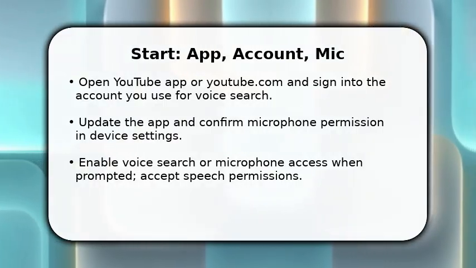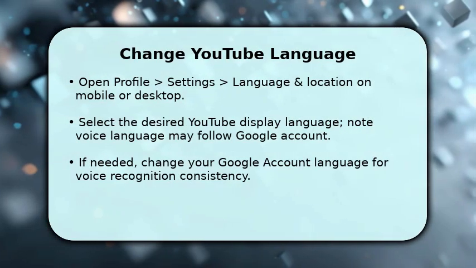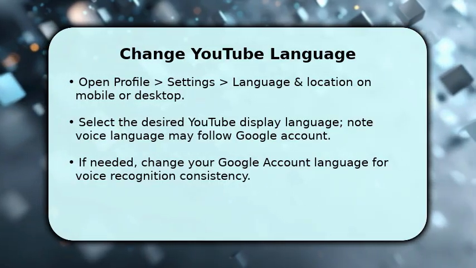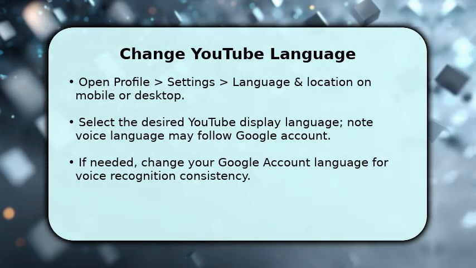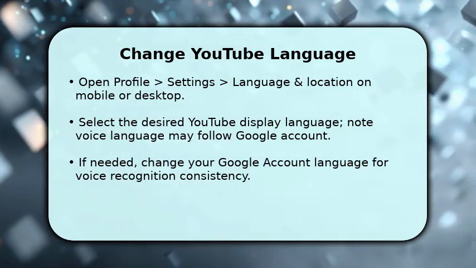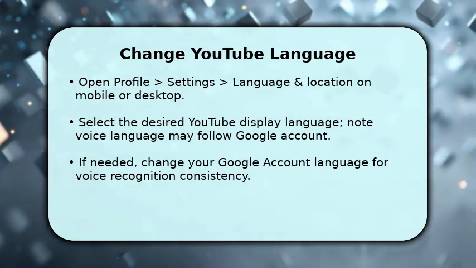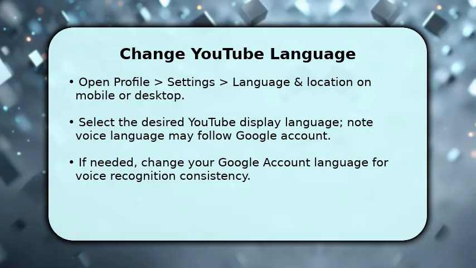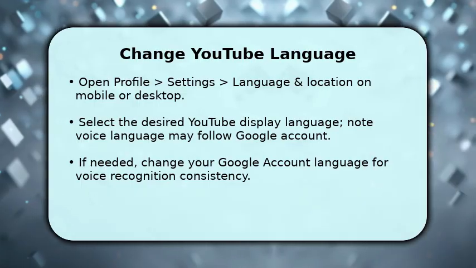Now change the language that controls voice recognition and search results. Go to Profile, tap Settings, then Language and Location. Select the language you want for YouTube display and search. Once set, understand that voice recognition often follows your Google account language, so make sure your Google account language matches if results differ. If they don't align, change the account language in Google settings. Doing both avoids problems.